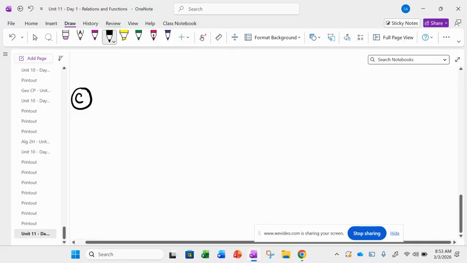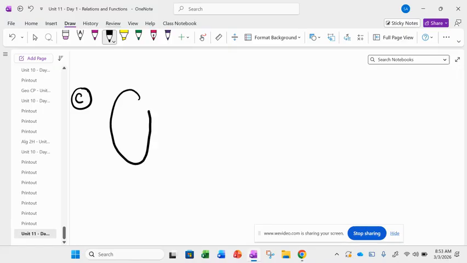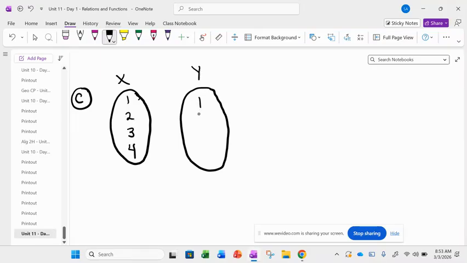Let's say I have a list of my x coordinates, a list of my y coordinates. So I have 1, 2, 3, 4, and then I have 1, 4, 9, 16. And the arrow shows which x coordinate corresponds to which y coordinate. So we're going to say 1, 1, 2, 4, 3, 9, 4, 16. Is this a function? Yeah, because every x has exactly one y. We're not repeating any x. So we're going to say yes.